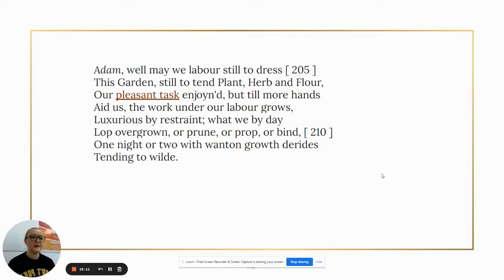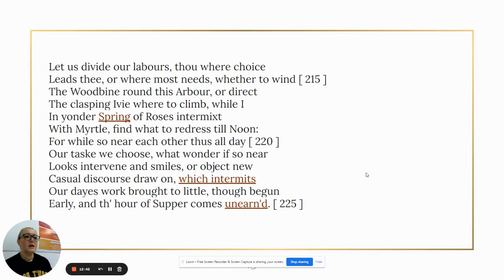And this is where Eve puts forward her proposition, and she says, look, the thing is, until we have children who can help us do more work, everything that we do is quite ineffectual. The work under our labour grows, luxurious by restraint. What we by day lop overgrown, or prune, or prop, or bind, one night or two with wanton growth derides, tending to wild. She says, we're not making a lot of progress here. So she says, let's split up.